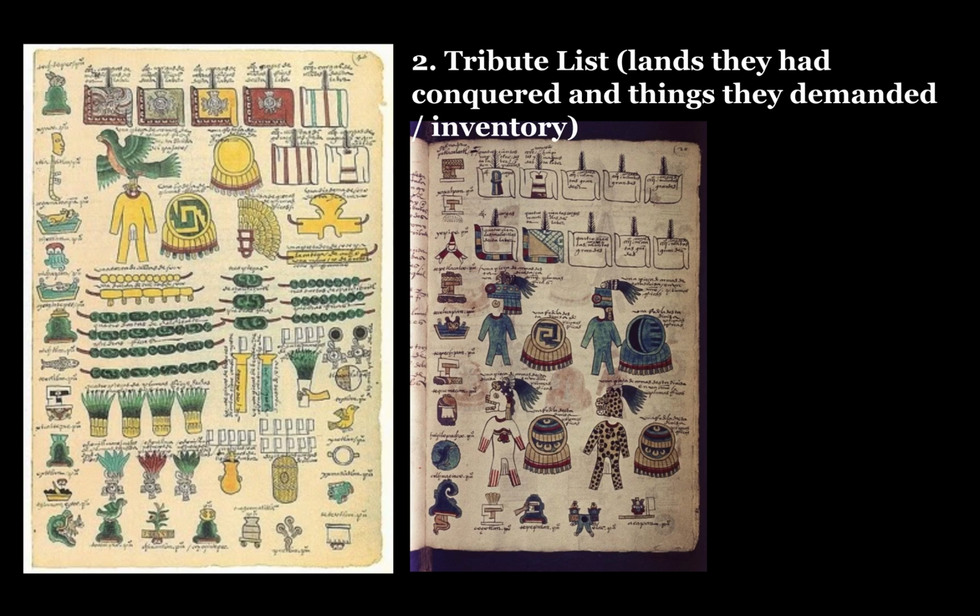In this area, you have lots of leopards. You have lots of this, you have lots of that. So these pages document essentially what the Mexica, who lived in Tenochtitlan, demanded from all of these people that they conquered. And it's drawn out in pictorial form and translated into Spanish.